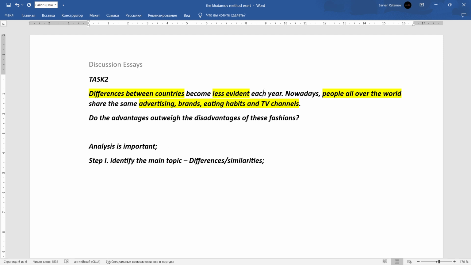Because it uses what we call double negative, right? It's saying less evident, and it says also differences, which kind of equals to similarities if you think about it. I think it's pretty logical.